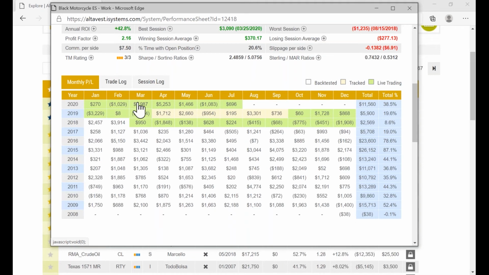I always want to point out March because we know what happened in the stock market. It fell apart, down 30, 35%, depending on what index. Let's take a look in March. You see $5,900 gain.